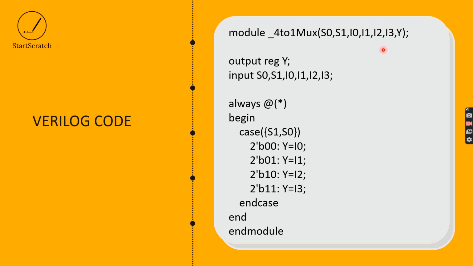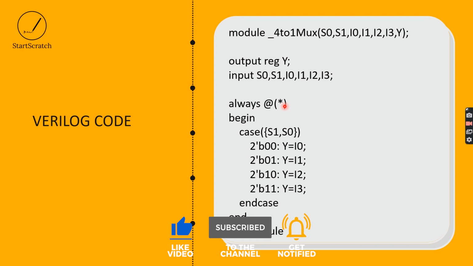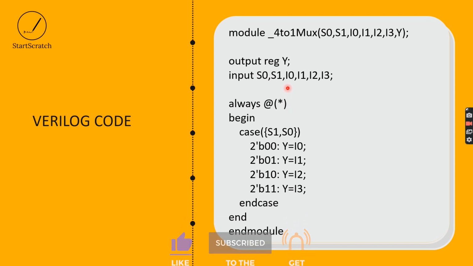And here is my port list. S0 S1 are 1-bit binary numbers, and I0 I1 I2 I3 are 1-bit binary numbers, and y is my output. These all are my inputs, and y is a single output. And here I declared the output as a register because it is being used in the always block, that is a procedural block. In the procedural block, if you are introducing any output, it should be in the form of a register. Do remember it.